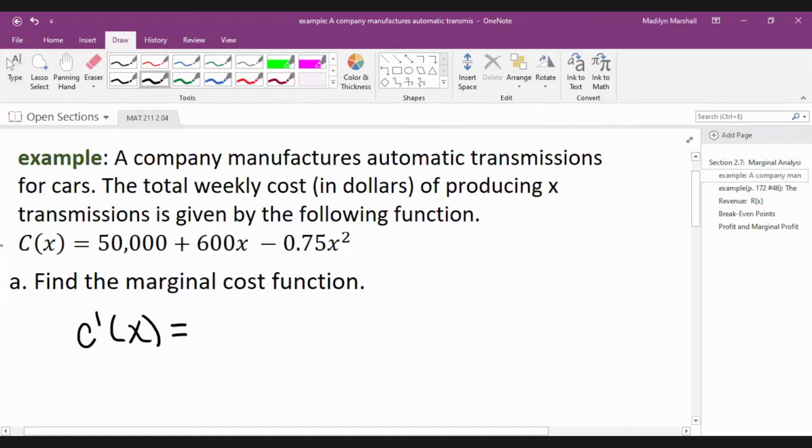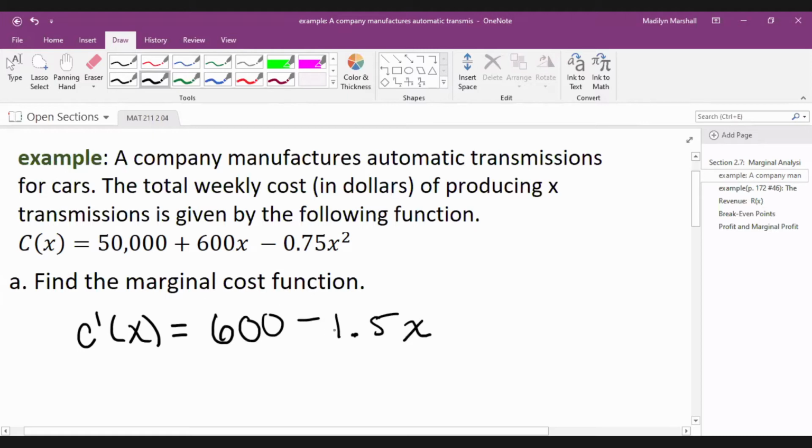600 minus 1.5x. Yes, exactly. Can we switch those? Yes, you can, as long as the negative sign is out front. Yeah, exactly. You read my mind.